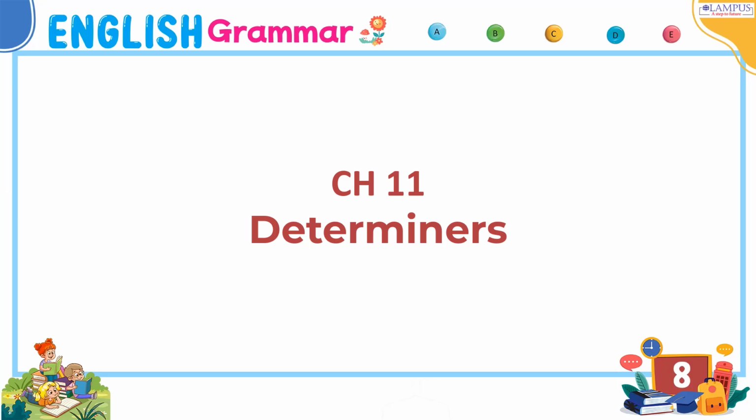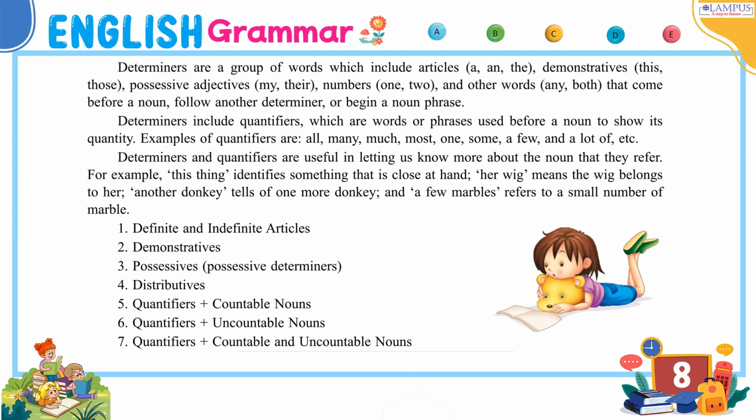Chapter 11. Determiners. Determiners are a group of words which include articles (a, an, the), demonstratives (this, those), possessive adjectives (my, their), numbers (1, 2), and other words (any, both) that come before a noun, follow another determiner, or begin a noun phrase.